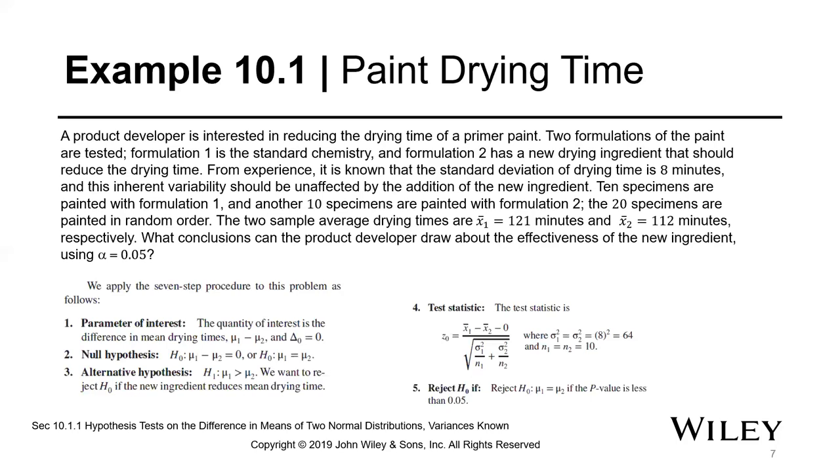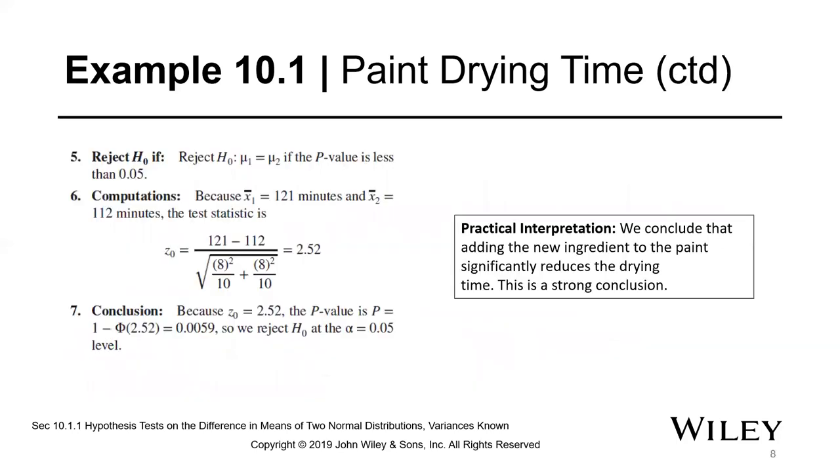Yes. The test statistic given here is the difference in the means minus zero, because under the null we don't expect a difference. And we have the standard deviation and sample sizes. We reject if our p-value is less than 0.05 from the z-score table. So the difference in our drying times, 121 minus 112, is 9. And we have the same thing over here: 8 squared over 10 is 6.4. So 6.4 plus 6.4, which is 12.8, square rooted would be 3.58. You could do it by hand or use a computer, up to you. That's the z-score that we got out of it.